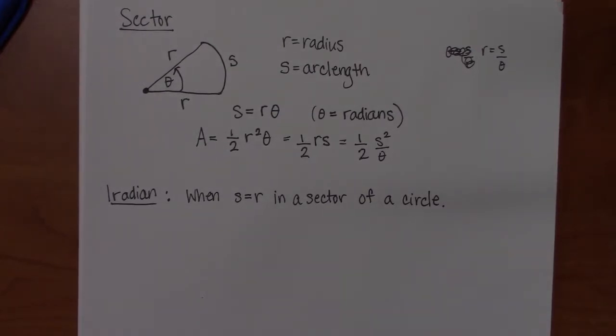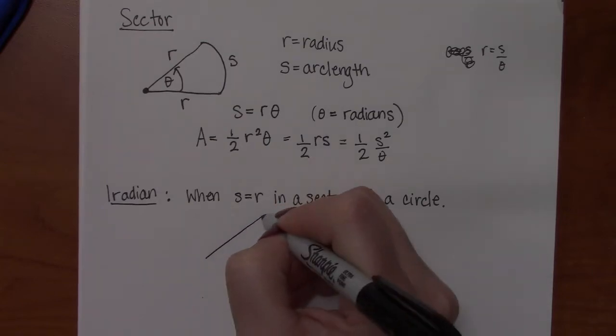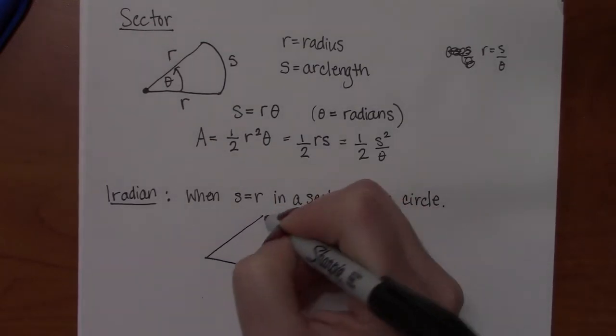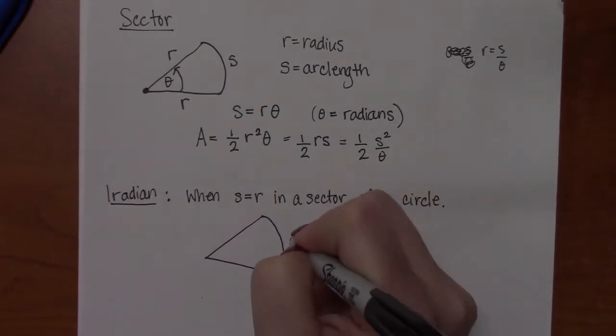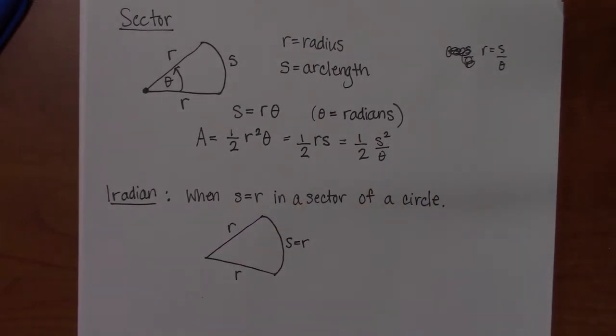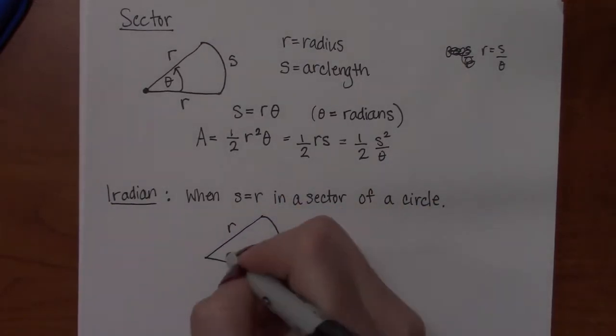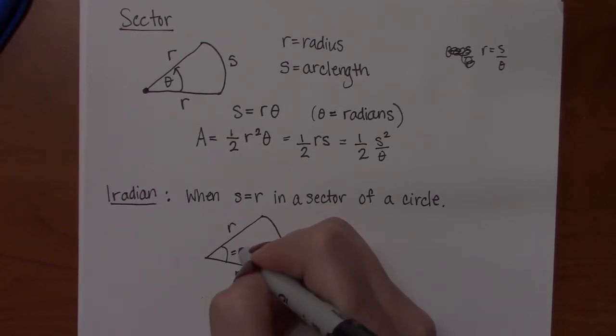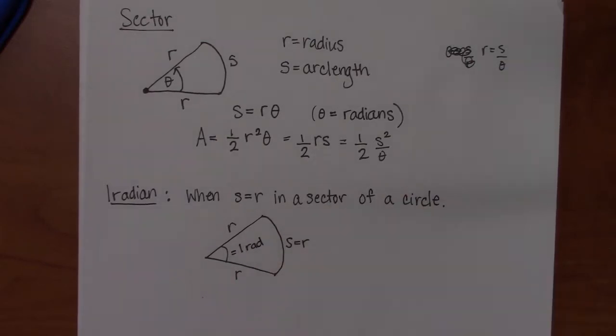You have a sector of a circle, and the arc length of the sector is equal to the radius of the circle. So if I were to draw, this happens to be length r. These are already length r by default. That means this angle right here is exactly 1 radian.